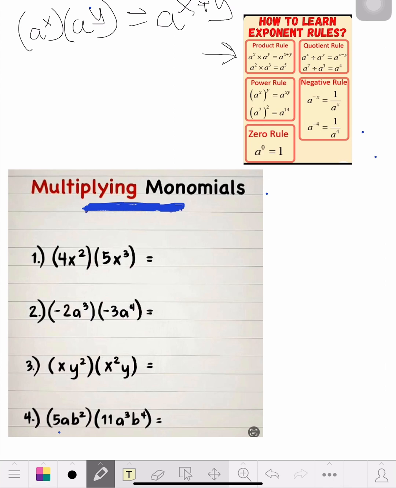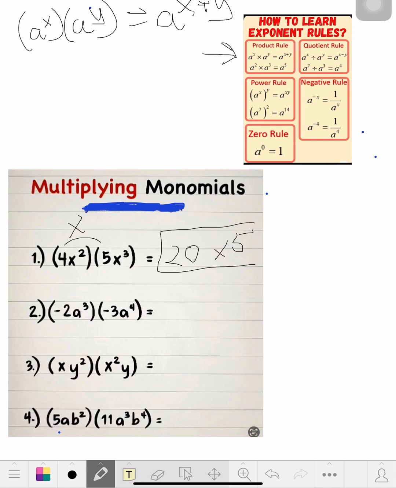Now, but of course on the times problems, you've got the 4s and the 5s, which we didn't have up here, okay? So on times problems, we have to go 4 times 5, just like here. 4 times 5 is 20. So take that piece, and then we're back to the x's again, okay? So the x2 times x3 is x to the 2 plus 3, so we go x to the 5th. And that's it. That's the answer.